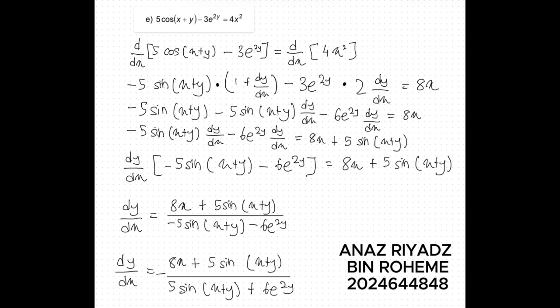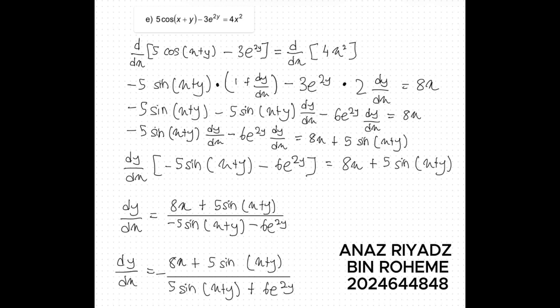So now let's look at the left side first. For the first term, 5 cos(x plus y), the derivative of cos is negative sine. By the chain rule, we also have to multiply by the derivative of the inside function x plus y. The derivative of x is 1 and the derivative of y is dy over dx. This gives us negative 5 sine(x plus y) multiplied by (1 plus dy over dx).